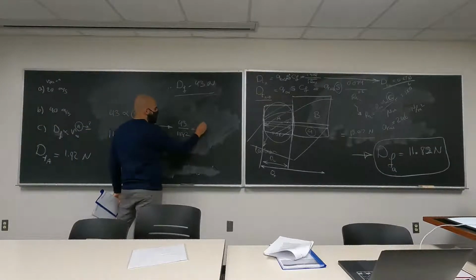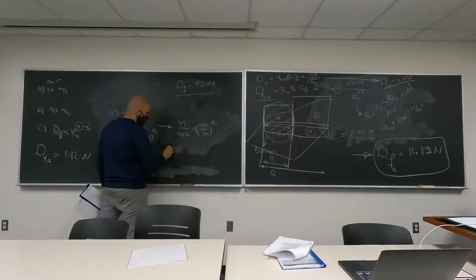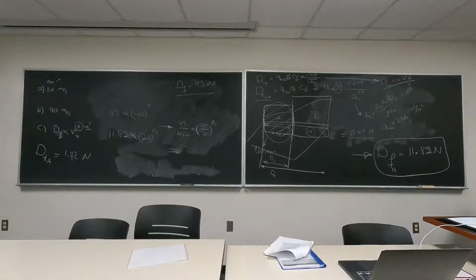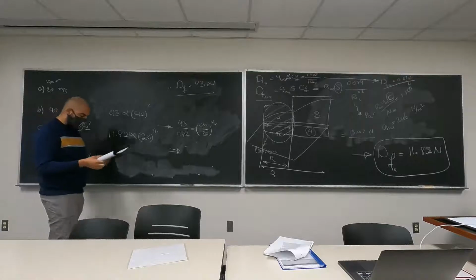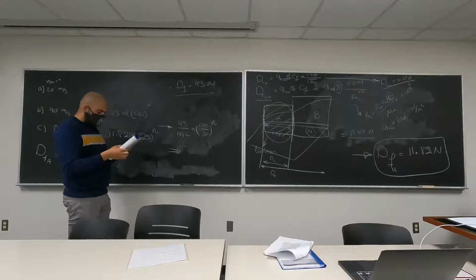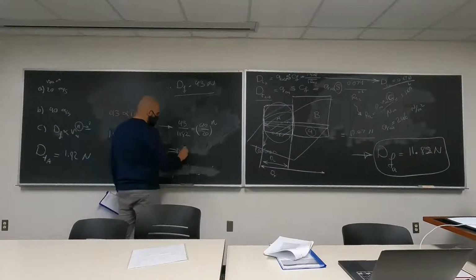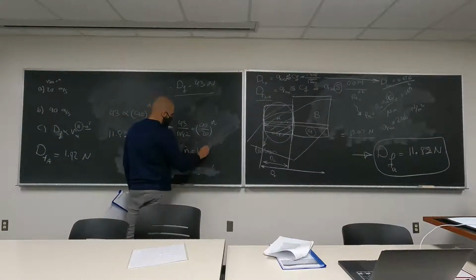So 40 divided by 20 to the power N. And then I'm sure you can definitely know how to calculate N here. There are many different methods you can use, but the simplest of which is just taking the log of both sides and so on and so forth. And eventually your N is going to end up being 1.87.